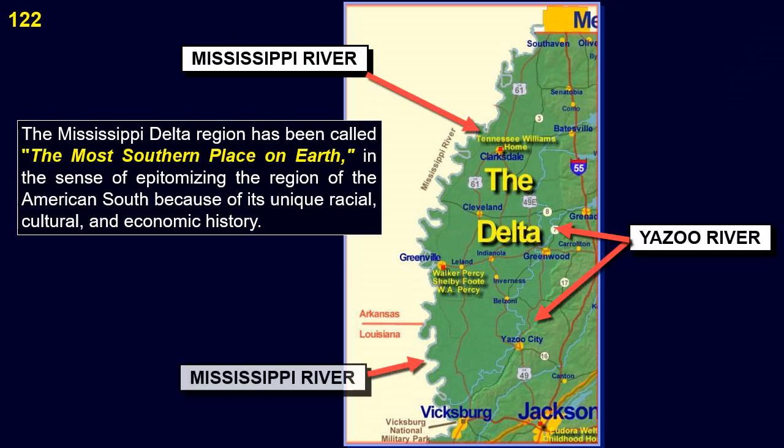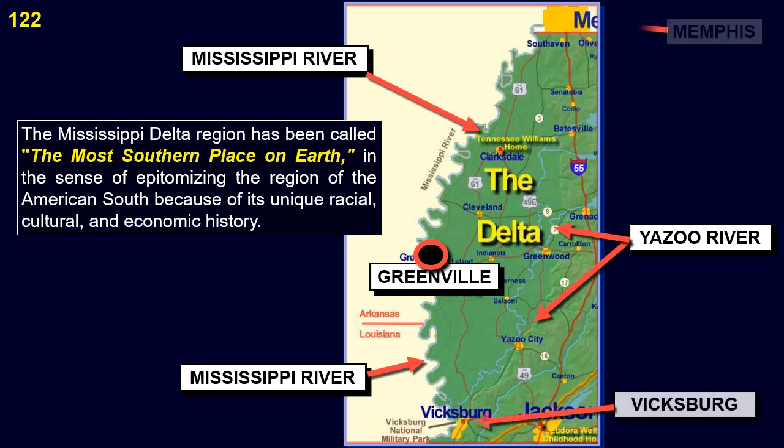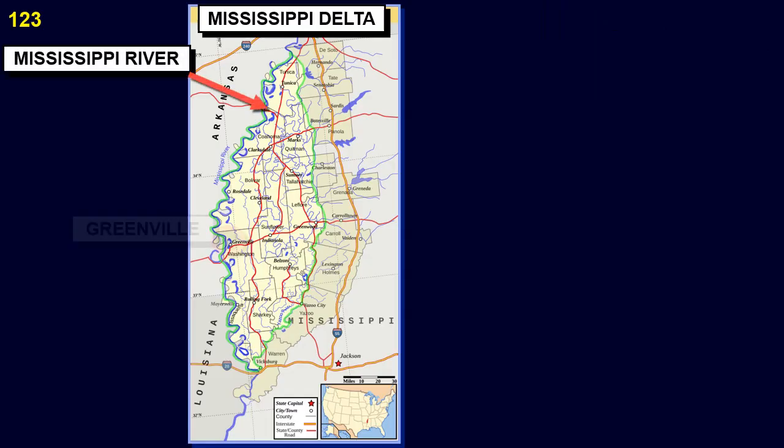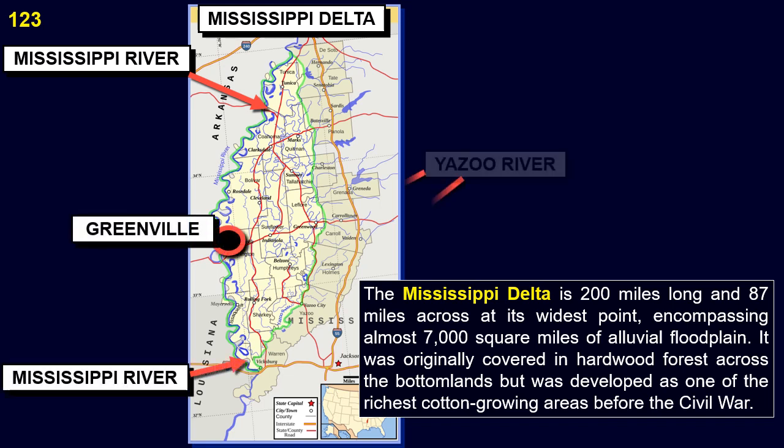The Mississippi Delta region has been called the most Southern place on Earth, in the sense of epitomizing the region of the American South because of its unique racial, cultural, and economic history. The Mississippi Delta is 200 miles long and 87 miles across at its widest point, encompassing almost 7,000 square miles of alluvial floodplain. It was originally covered in hardwood forest across the bottomlands, but was developed as one of the richest cotton-growing areas before the Civil War.